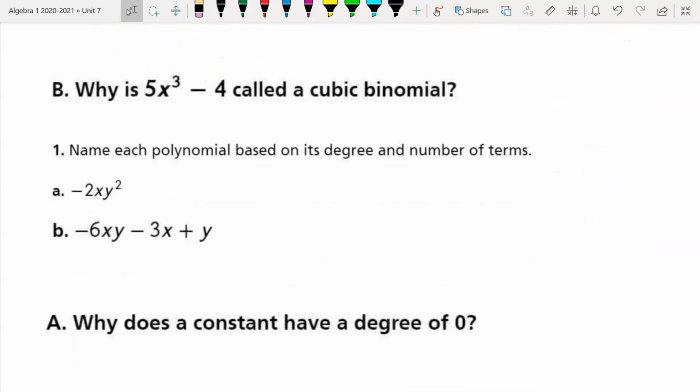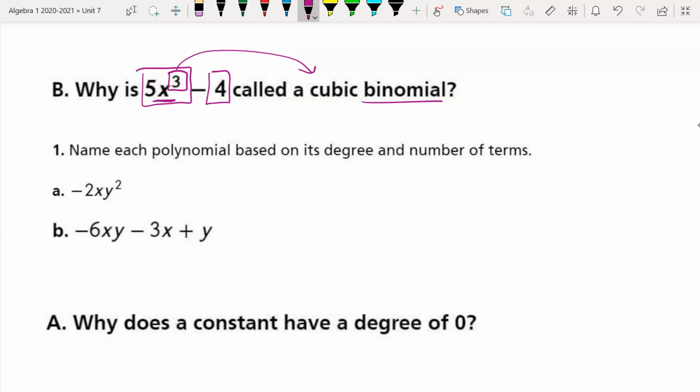So then I lead into an example. It says, why is 5x cubed minus 4 called a cubic binomial? Well, the highest exponent is a 3, and we know that's called a cubic. So we're classifying by the degree. Now, there's a minus sign, so that means there are 2 terms. 2 terms was called a binomial. So that's why it's called a cubic binomial.